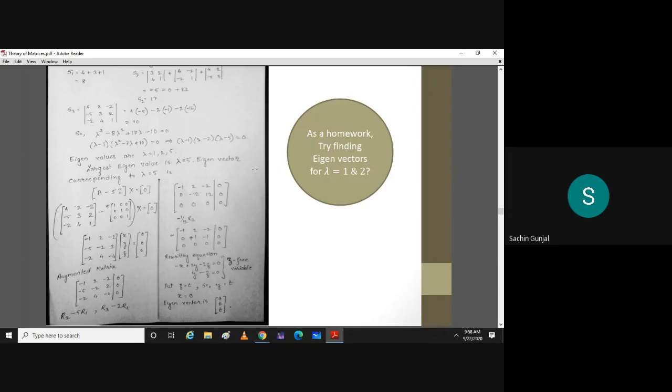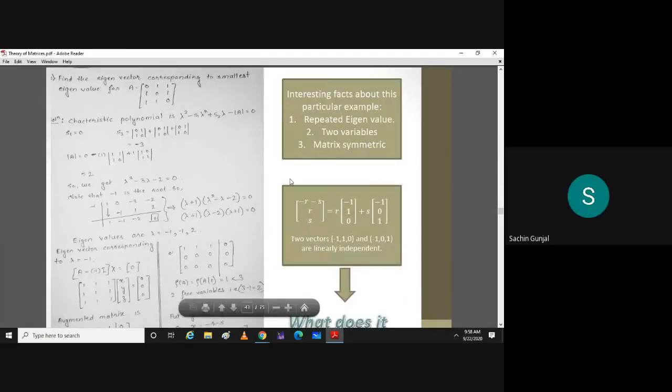Okay, can you go ahead now? Because almost 10 minutes were given for 2 eigenvalues and just one problem. Can you go ahead? Yes, sir. All right. So here is the second example. Let us go through it quickly.